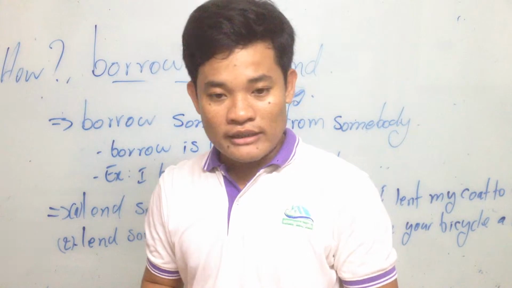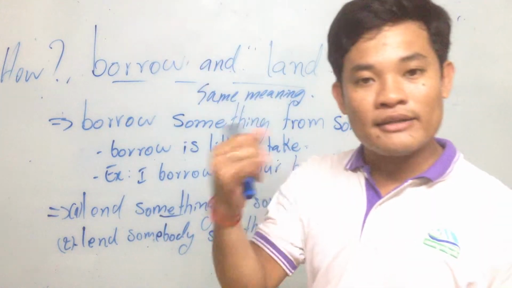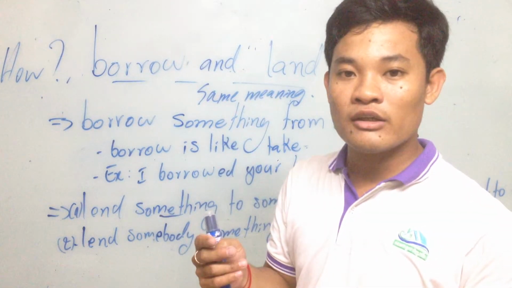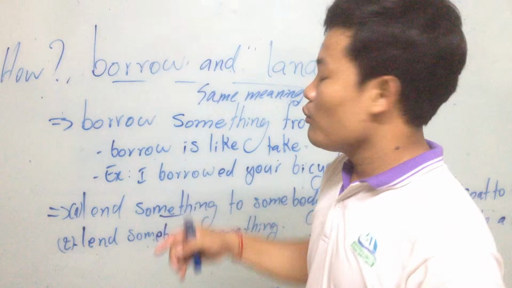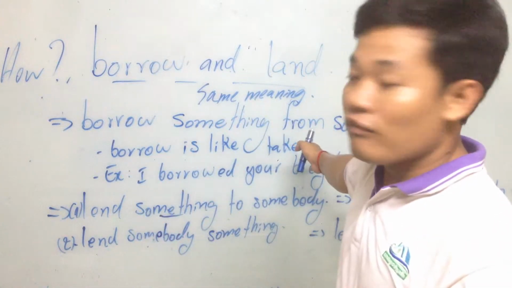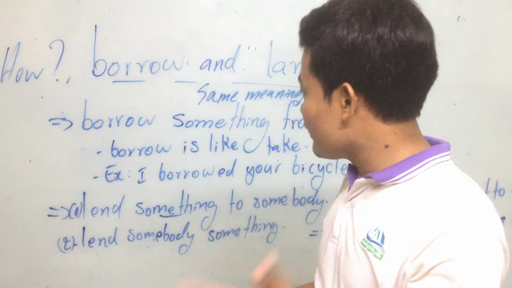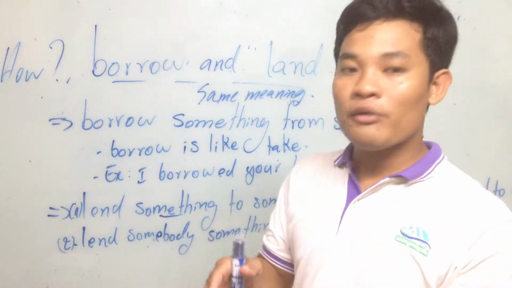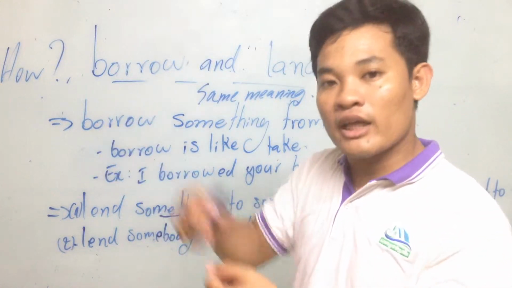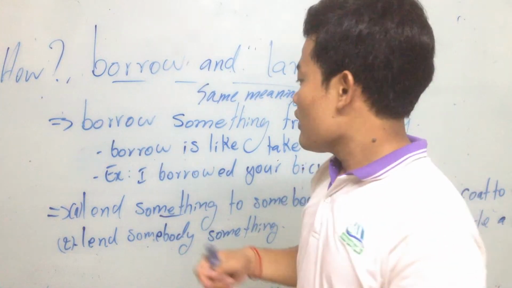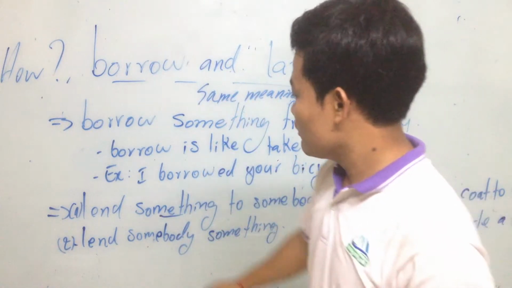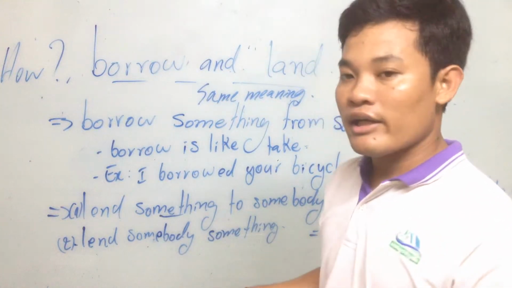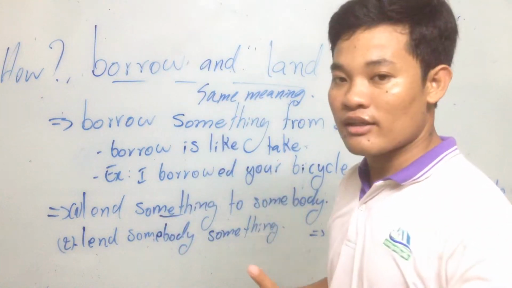Alright? So let's repeat again. Borrow and lend have the same meaning, but there are 2 points that you should know. Borrow is referring to something from somebody. It means you borrow something from somebody. And borrow is like take. You're going to take it. And lend has 2 points: lend something to somebody and lend somebody something.